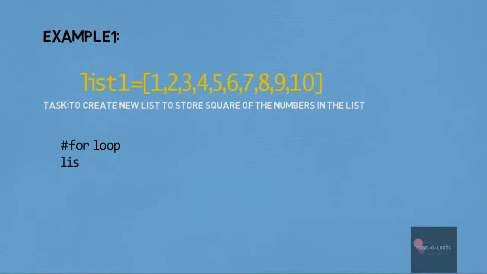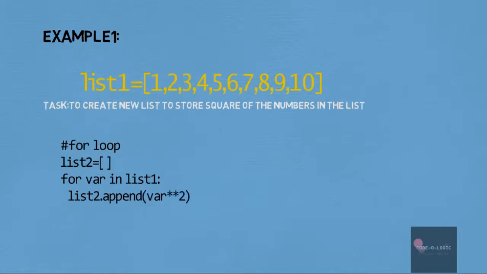So first we are going to create the list with a for loop. And this is the code for that, where we created one list named list2 to store the square values, and using a for loop we are iterating through the list and taking a square in each iteration and appending it to list2. Then we will create a new list using the list comprehension.